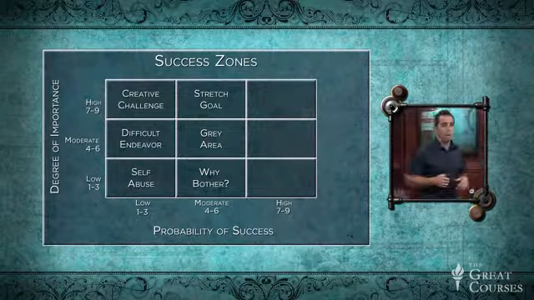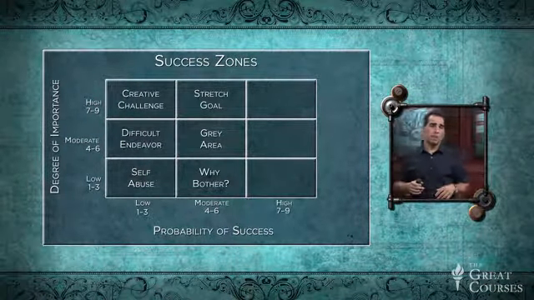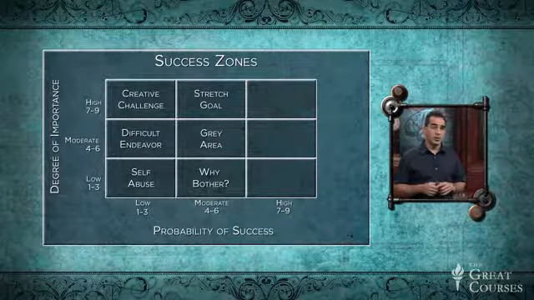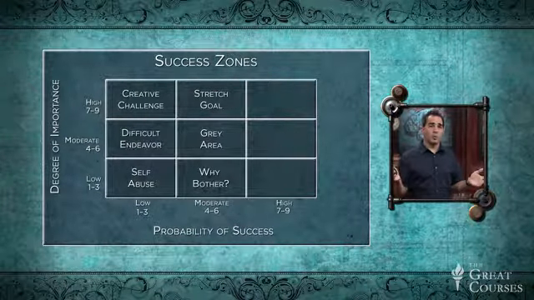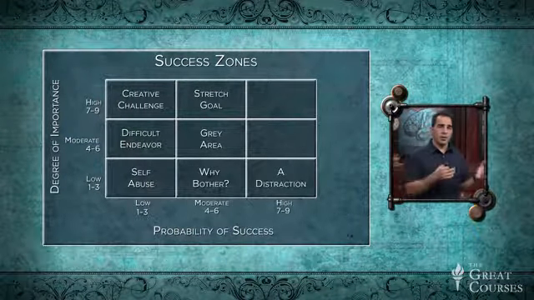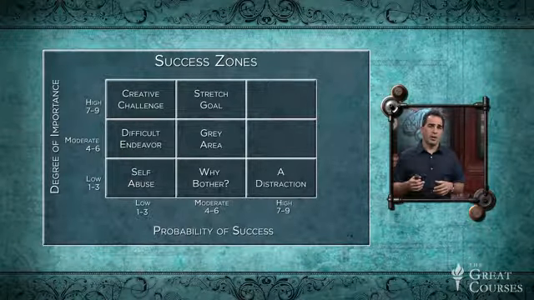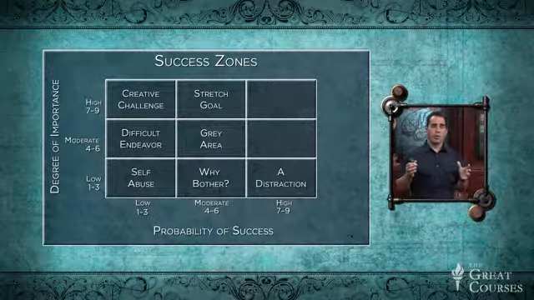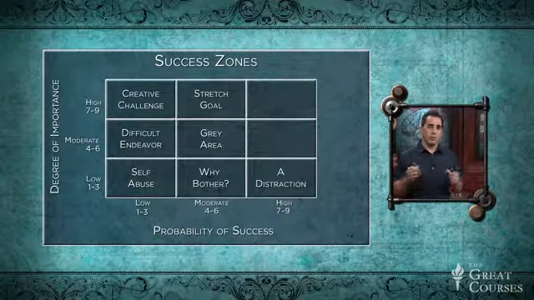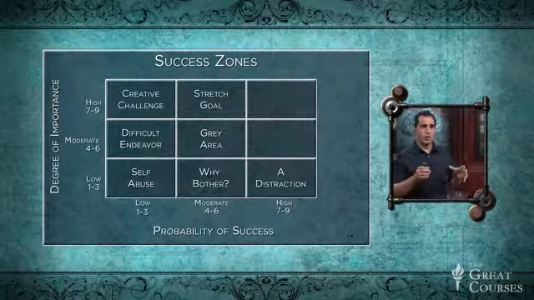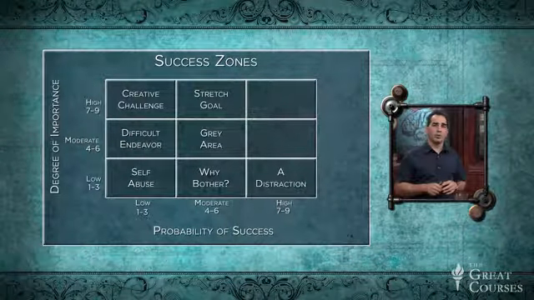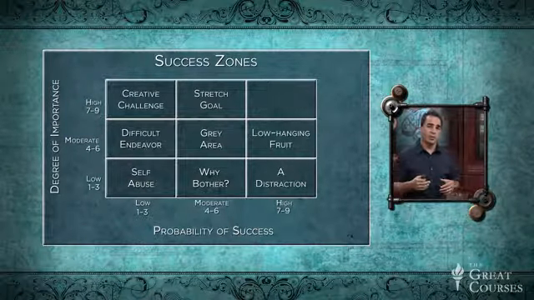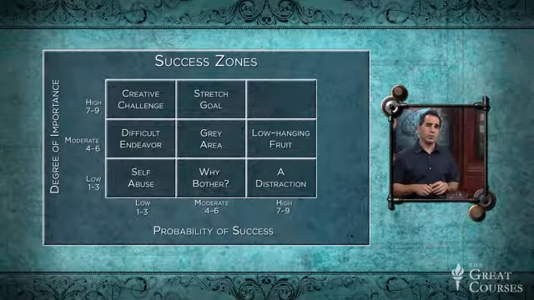Let's move to probability of success is really high. The degree of importance is low. Yeah, you can be successful, but why pursue it? It's a distraction. It's not really that important to you. It's a waste of energy. It takes you away from other more important things that you can be doing. If the probability of success is high, and the degree of importance is moderate, we call that low-hanging fruit. It's likely to be successful and it's sort of valuable to you. You can easily pick that off the tree.